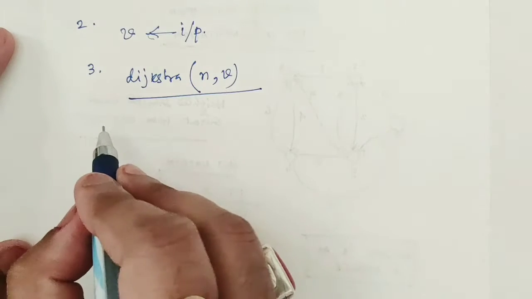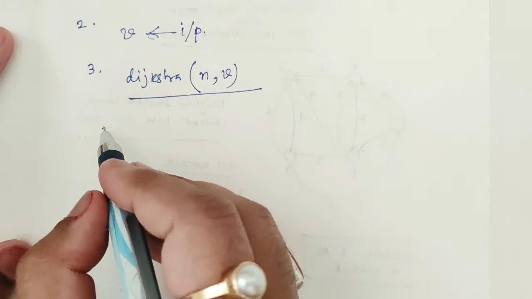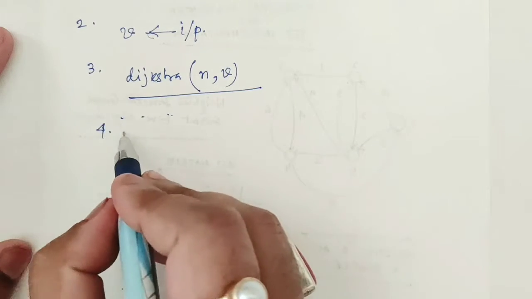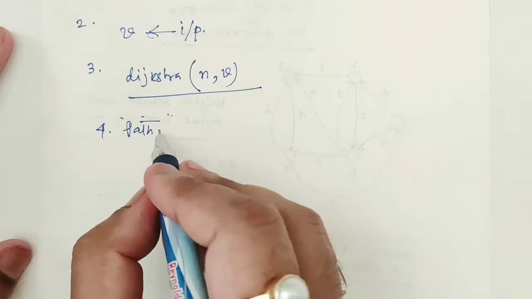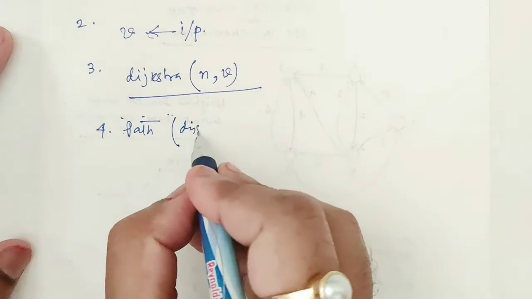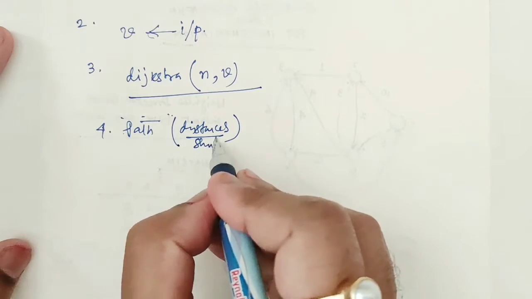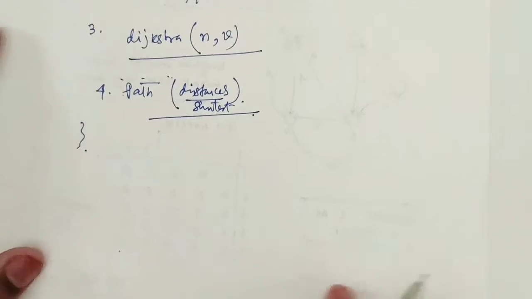Okay, so after that there will be the print of the output of Dijkstra. At step 4 you can show the path here, that means the shortest distances you can show here. Then you can close the main function. So there is no other responsibility played by main.